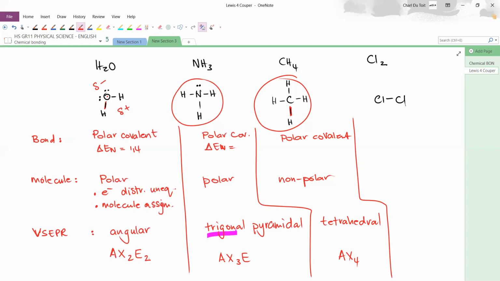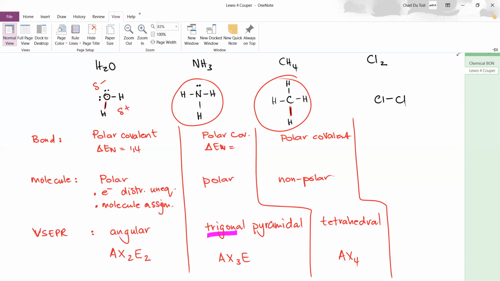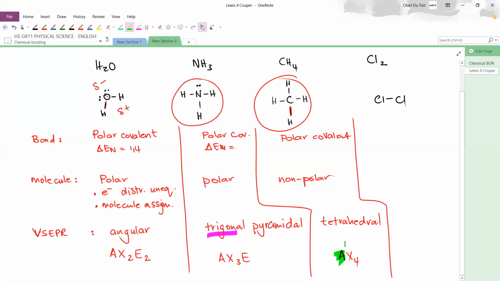What does the A stand for? The A is just indicating that there's a central atom. X is the amount of atoms bonded to the central atom: 1, 2, 3, 4. Or you can think of the pairs of shared electrons bonded, but it's going to be the same as the amount of atoms. And then E is the amount of lone pair electrons. There are none. And then chlorine gas, what about these bonds?